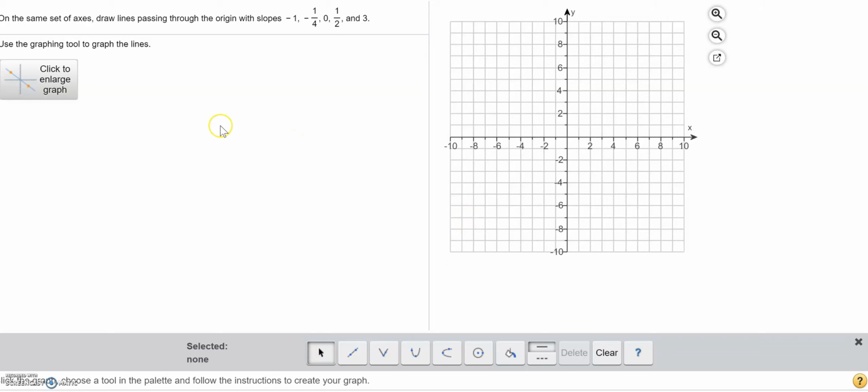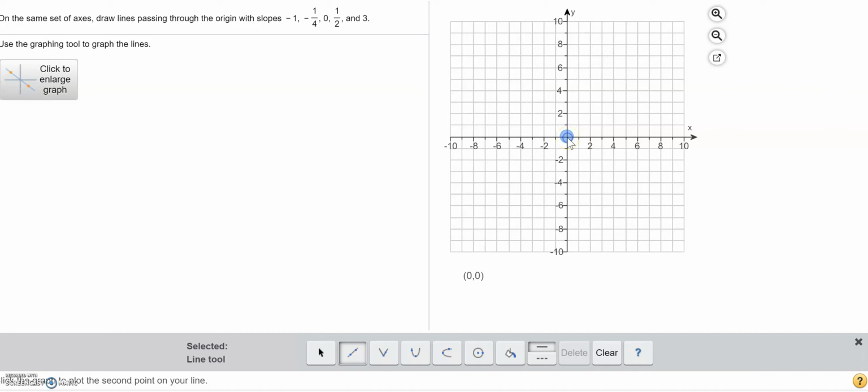Okay, to graph this particular problem, and we're going to have to actually graph several lines, we want to start with a point, because in order to graph a line, we need two pieces of data, such as a point, which in this case, the origin is given, and then a specific slope. So I'm going to just grab the graphing tool down here at the bottom in MyMathLab.